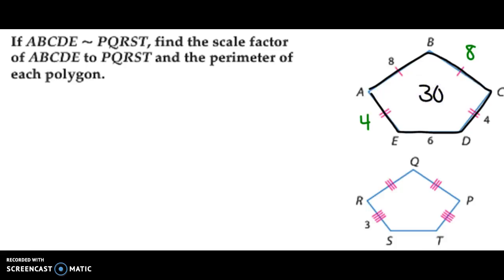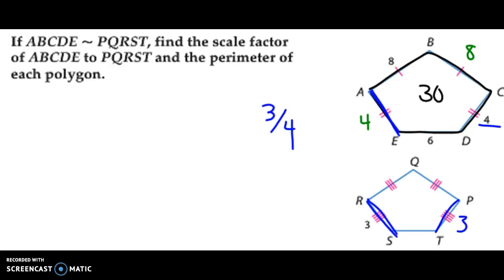Now down here, I don't know what my values are in PQRST, but I do know that RS is 3, and that corresponds with AE, which is 4. So what I can do is I can set up my proportion and say, okay, well, to figure out what each value is, it's going to be of the scale factor 3 over 4. So now if I wanted to figure out PT, well, obviously that has to be 3. It's the same. Okay, I could take 4 times 3/4. It's going to be 3. Otherwise, the tick marks are the same.